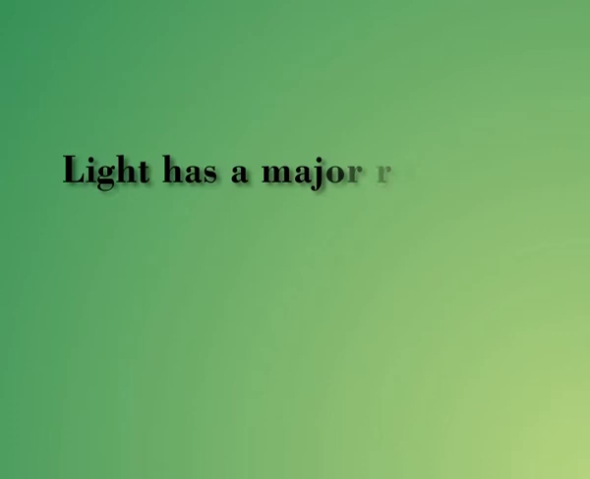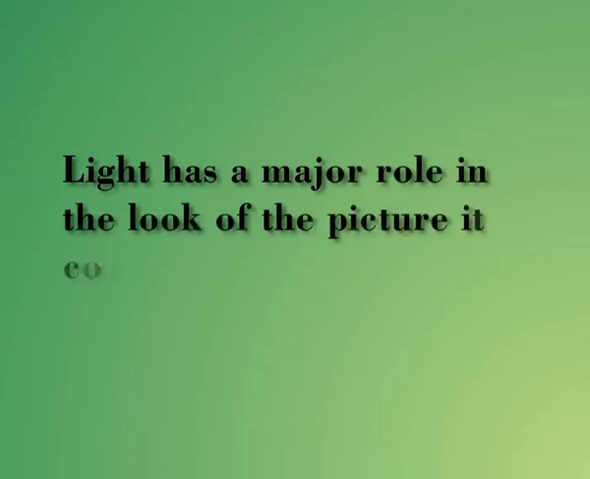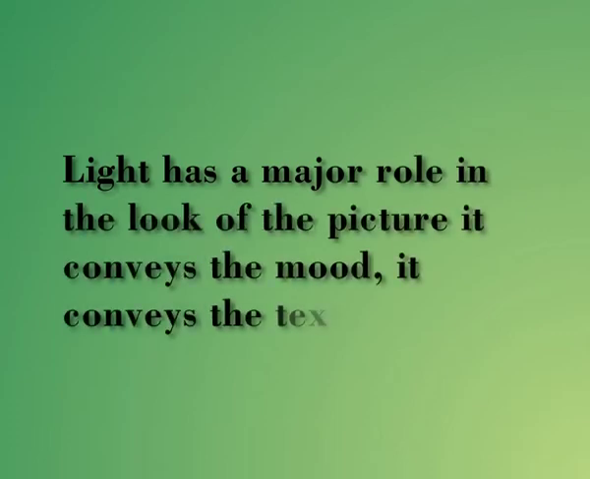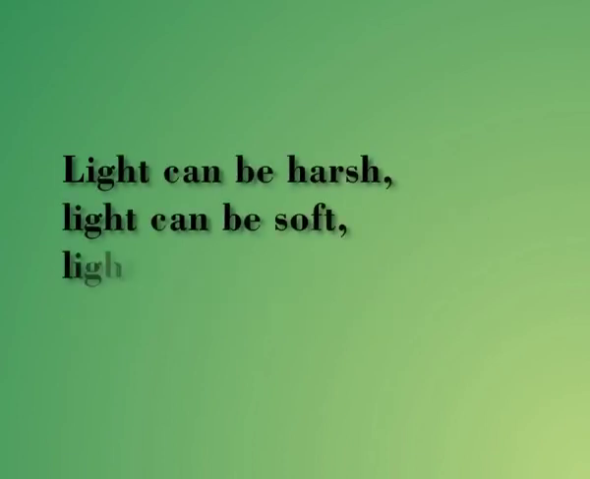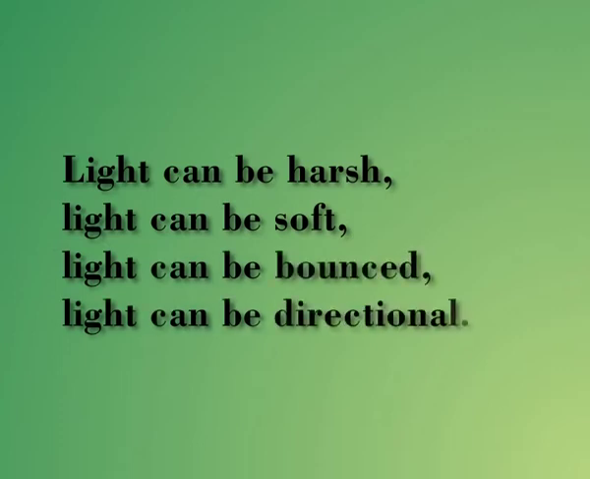So, as we saw just now, light has a major role in the look of the picture. It conveys the mood, it conveys the texture. Light can be harsh, light can be soft, light can be bounced, light can be directional. There are ways of doing it. One uses available light, the sunlight, or artificial light, which can include flashlights and other kinds of continuous light.